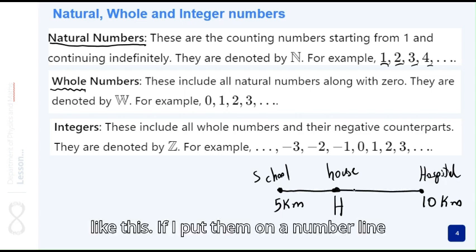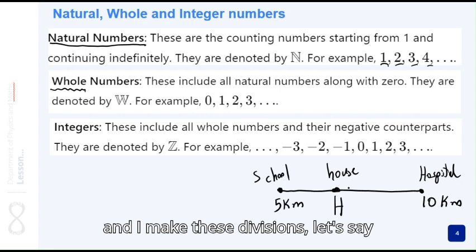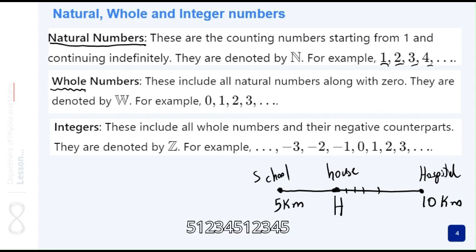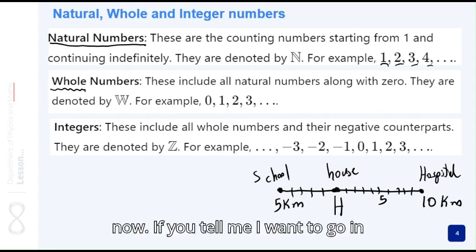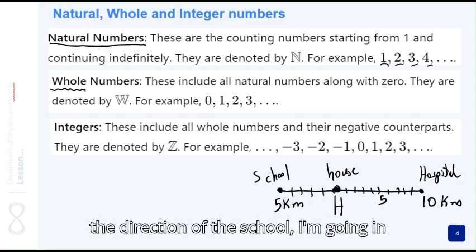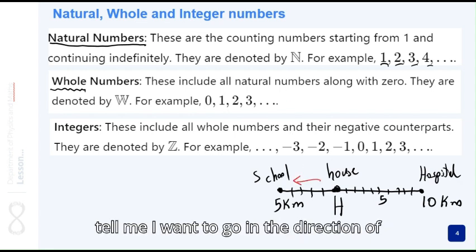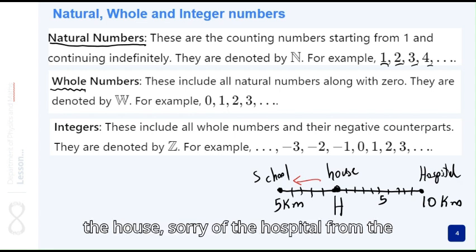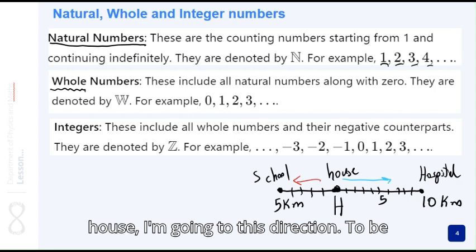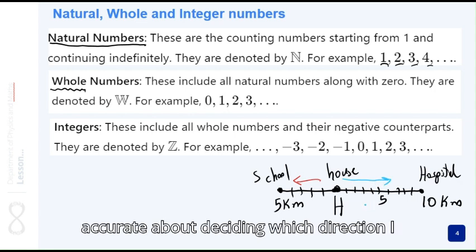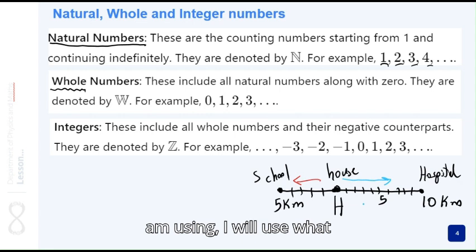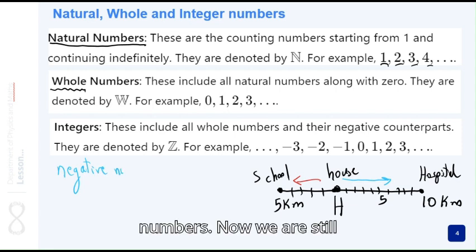like this. If I put them on a number line and I make these divisions, let's say this is 5, 1, 2, 3, 4, 5, 1, 2, 3, 4, 5, and here 1, 2, 3, 4, 5. Now, if you tell me I want to go in the direction of the school, I'm going in this direction. And if you tell me I want to go in the direction of the hospital from the house, I'm going in this direction. To be accurate about deciding which direction I am using, I will use what we call the negative numbers.